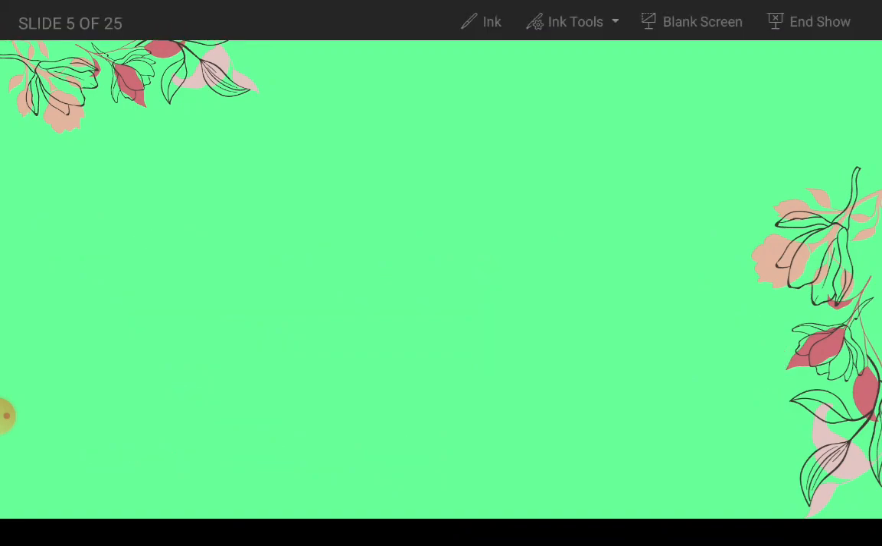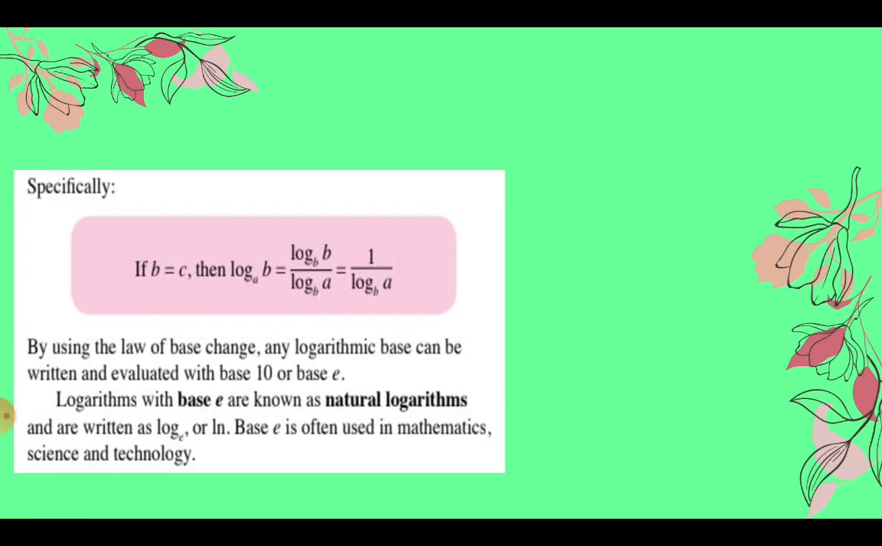Okay, next. If b equals c, then log b base a equals log b base b over log a base b, which equals 1 over log b base a. So before we said that log b base a equals log b base c over log a base c. In this case, it states that if b equals c, we substitute the c with b. Therefore, we have 1 over log a base b.